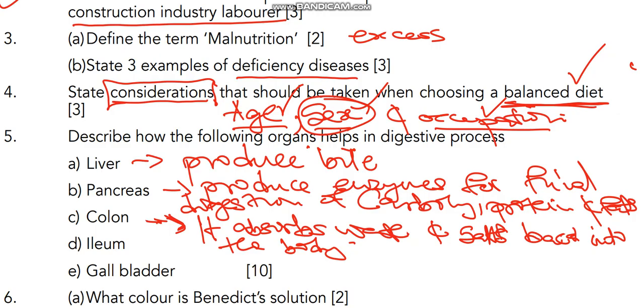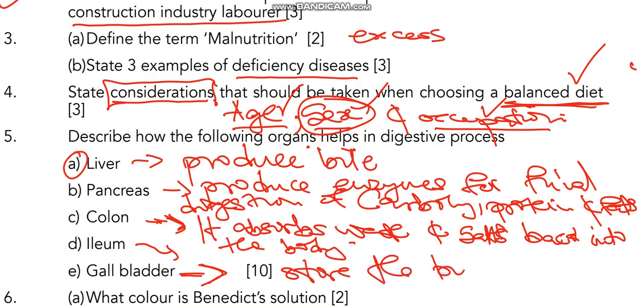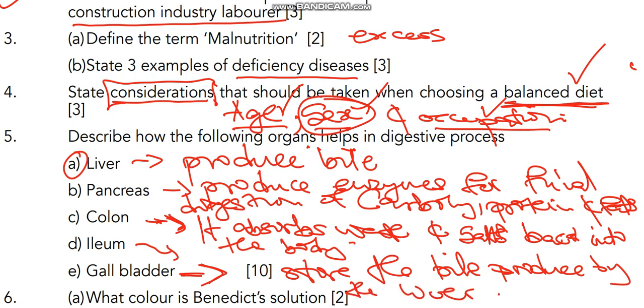Then we have the ileum. What is the purpose of the ileum? The ileum is very, very important for the absorption of the end products of digestion into the body. Then we have the gallbladder. Remember, we said the liver produces bile, and the purpose of the gallbladder is to store the bile produced by the liver. Okay, hope you're getting it, guys.